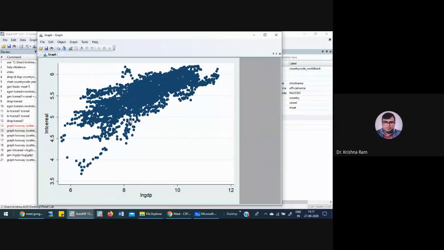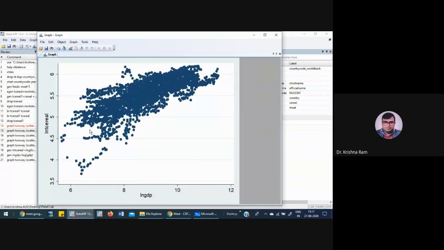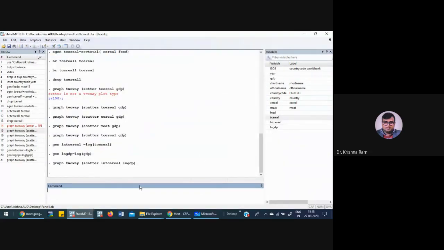So after transforming both total cereal consumption into log and GDP into log, when I plot it, we are getting a linear relationship between these two variables. If I exclude this outlier value, then we exactly get a linear relationship between these two variables. So since you are working in the basic panel data regression model and you are considering only a linear balanced panel data set, you are going to work with the log of cereal consumption and log of GDP variable.